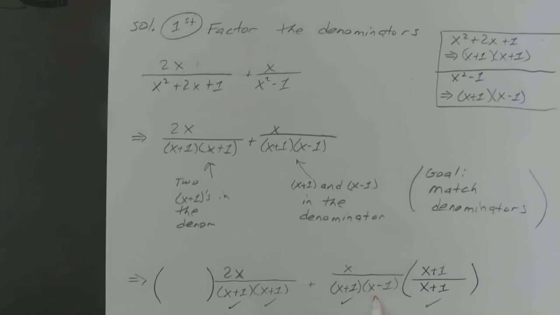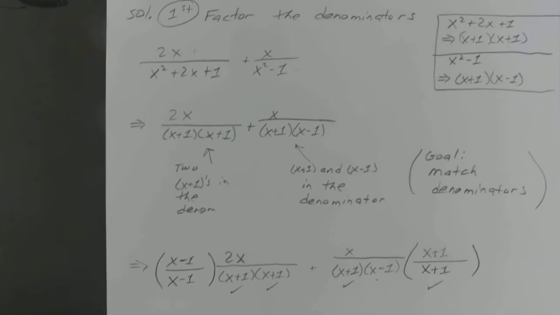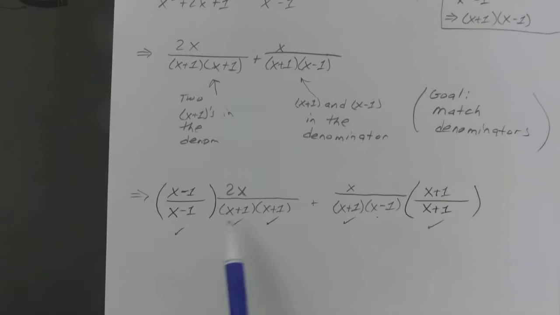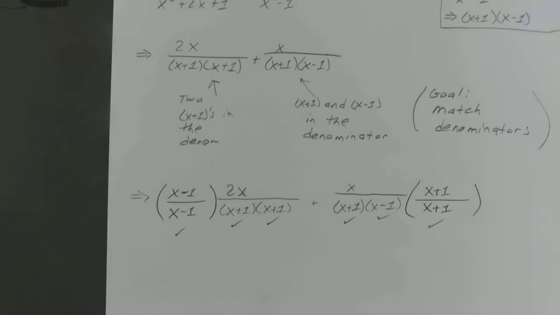Here, we have an x minus 1. So we don't have an x minus 1 over here, so what do? Yep, multiply by x minus 1. Okay, but anything we do to the denominator, we have to do to the numerator. Okay, so if you notice, you have an x minus 1, x plus 1, x plus 1, x minus 1, x plus 1, x plus 1. So it matches on both sides.